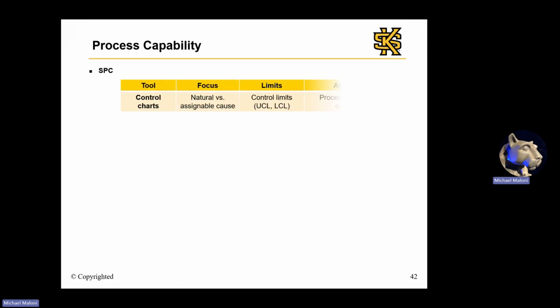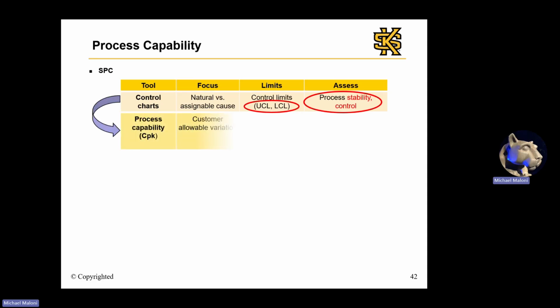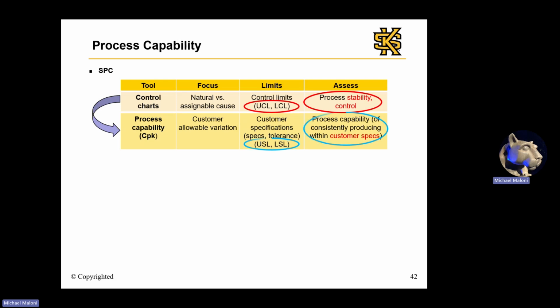Recapping, control charts evaluate process stability with control limits, the upper and lower control limit. Is the process stable? Process capability, CPK, evaluates if the process can consistently meet customer specifications with spec limits, the upper and lower spec limits. Is the process capable of consistently meeting customer specs? Note the specific wording of stability with control charts versus capability with CPK.